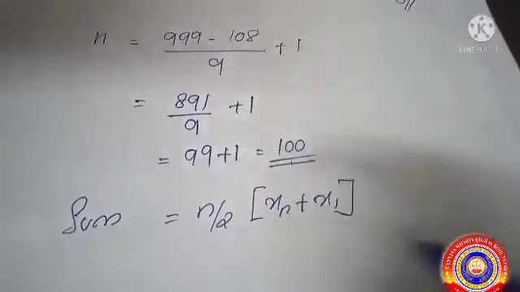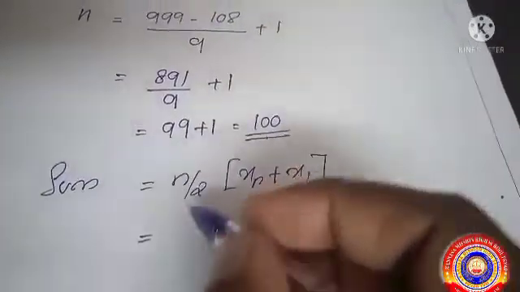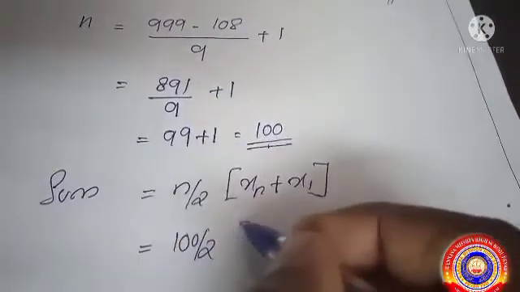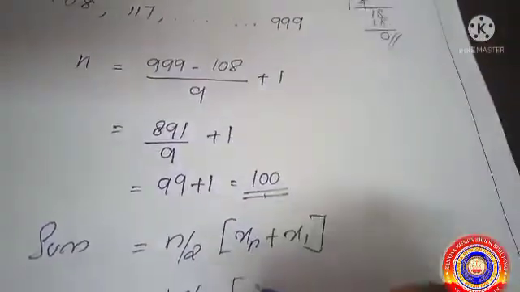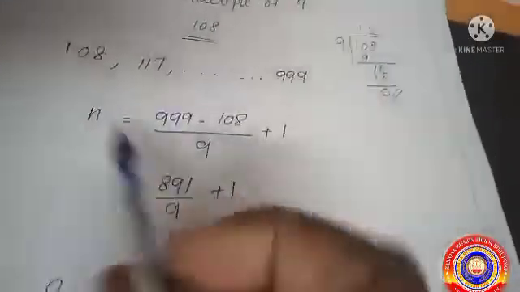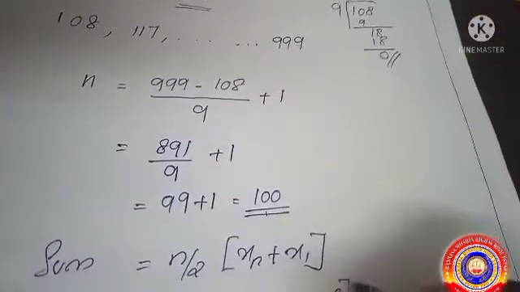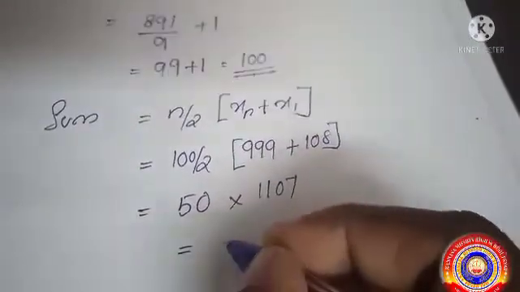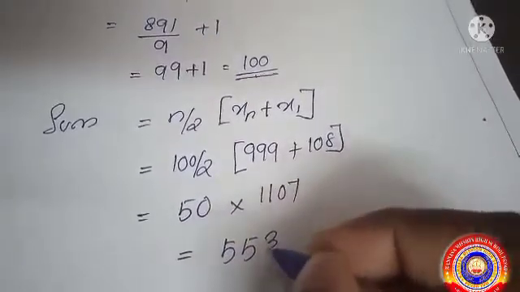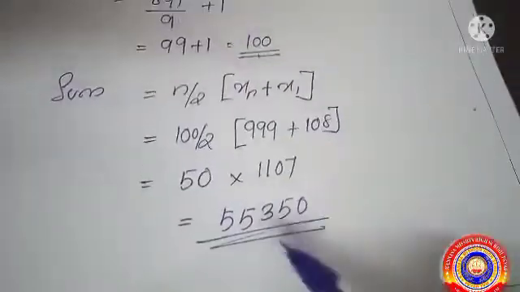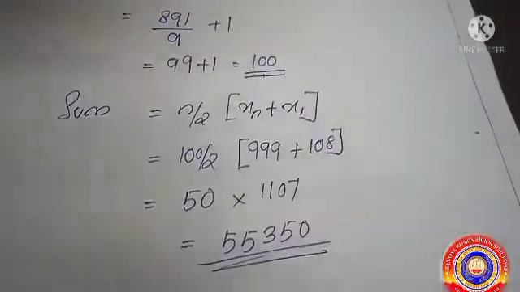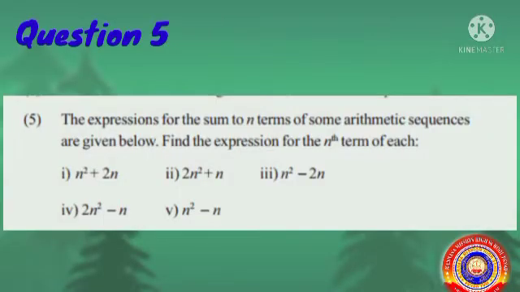To find the sum, we can use the formula n by 2 into (last term plus first term), which is equal to 100 by 2 into (999 plus first term 108). So it is equal to 50 into 1107, which is equal to 55,350. The sum of all the 3-digit numbers which are the multiples of 9 is 55,350.